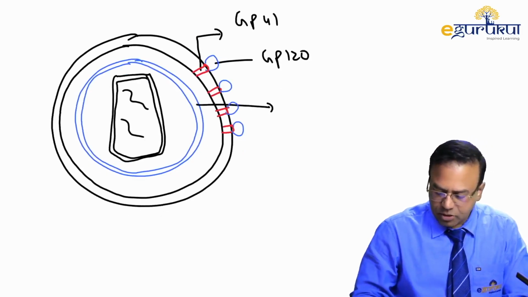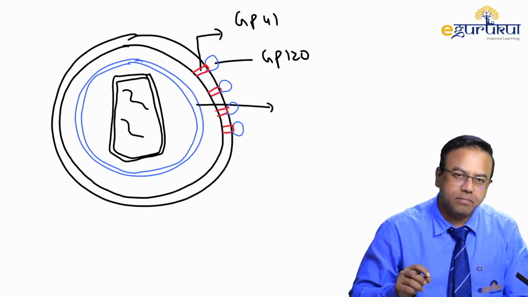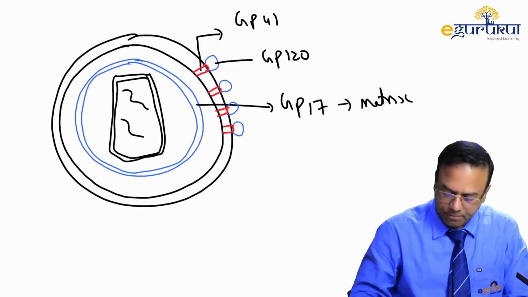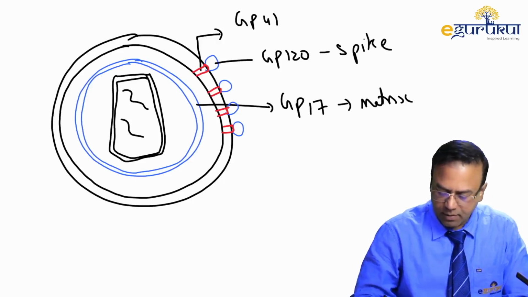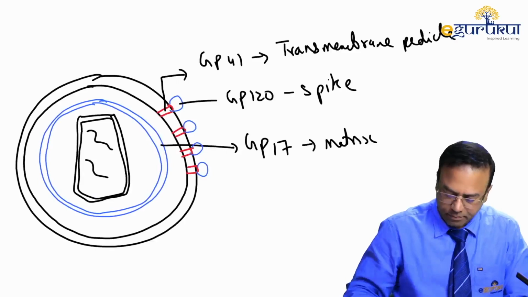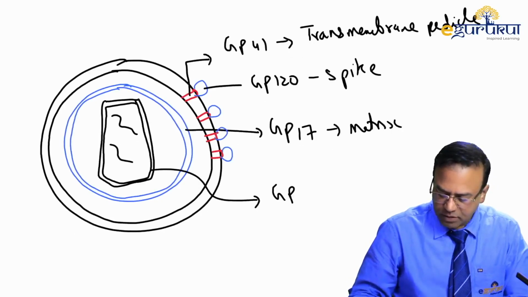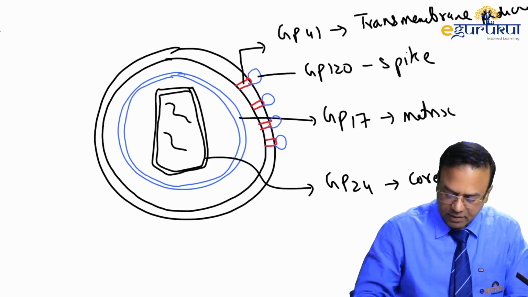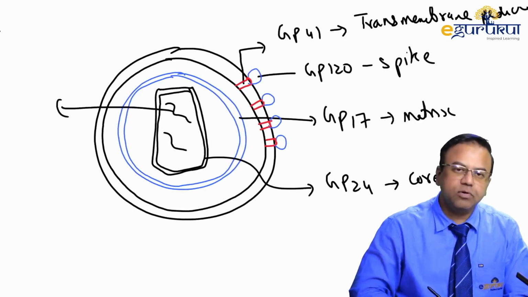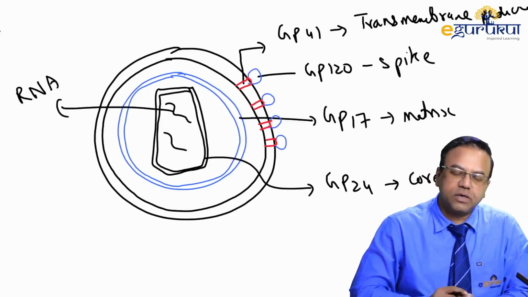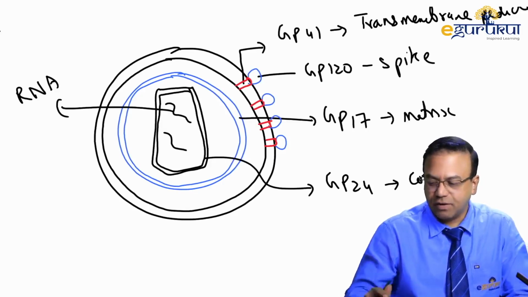Just below the double layered membrane is the matrix protein, which is also referred to as GP17. So GP120 is the spike protein. GP41 is the transmembrane pedicle. Then you have the core protein, which is referred to as GP24. This is the core, which basically contains the RNA, which as I told you is positive sense, single-stranded RNA. So this is in brief about the structure of the HIV virus.